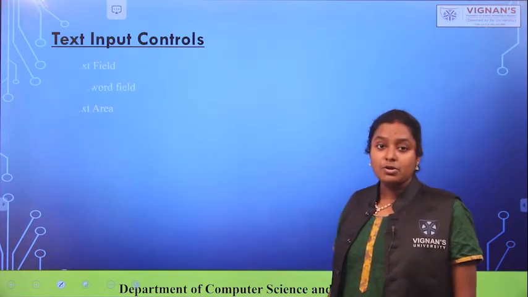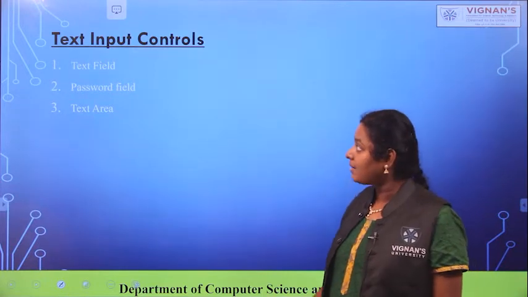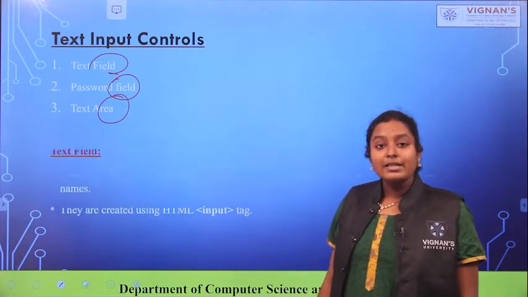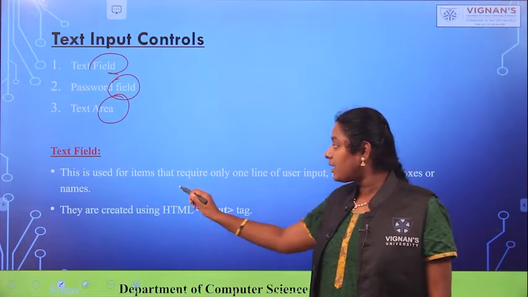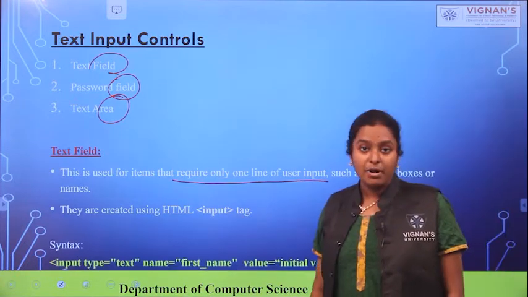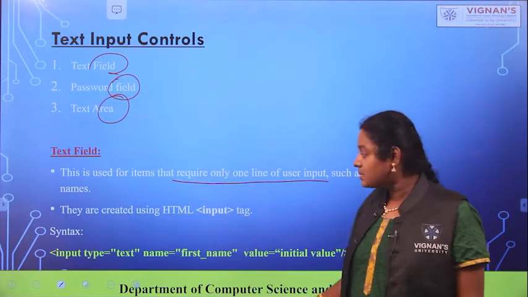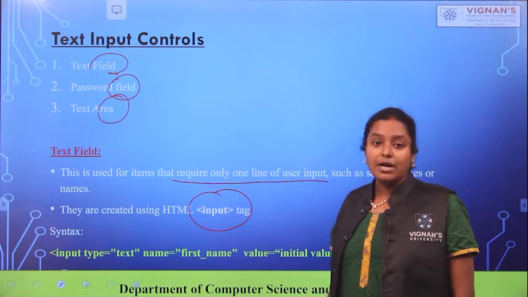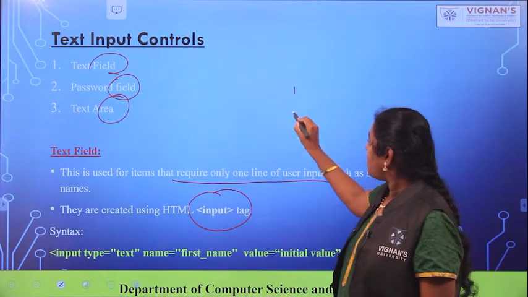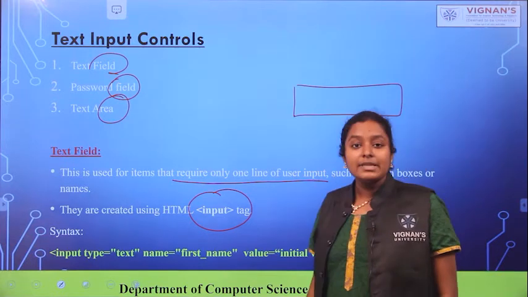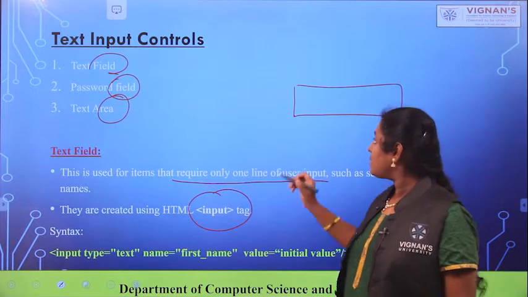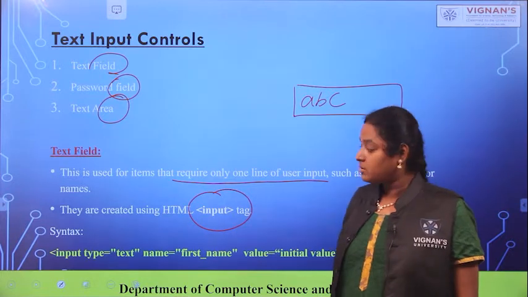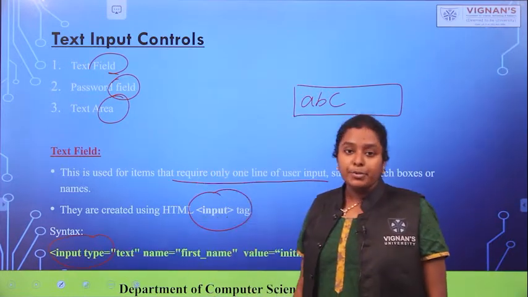In text input controls, you have three types: text field, password field, and text area. What is the purpose of the text field? It is mainly used to get a single line of input from the user. Here the tag you have to use is the input tag. With the help of the input tag you are able to create a text input control. The output will be a text box. Within the text box you can insert any string like ABC, a single line of input.